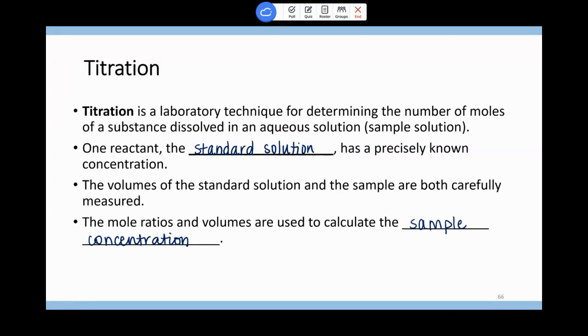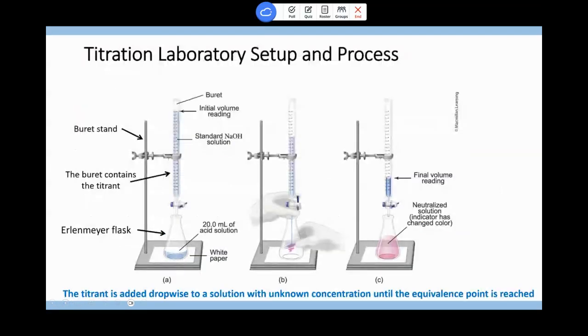You said that the sample concentration is unknown. So we have one sample with an unknown concentration and another sample with a known concentration. And I'll show you what that looks like on this next slide.